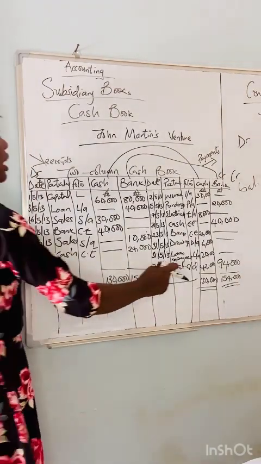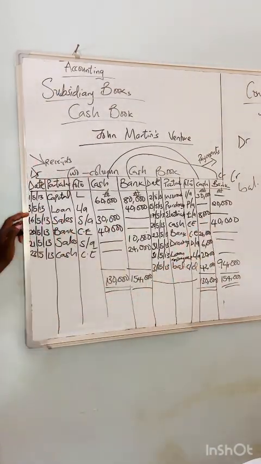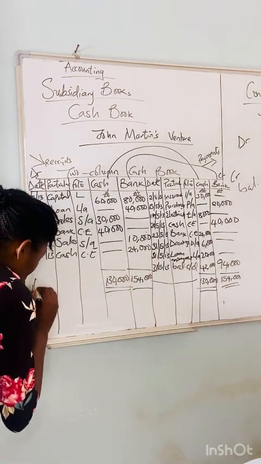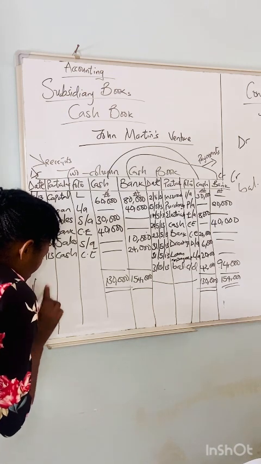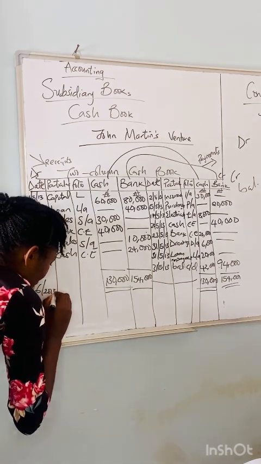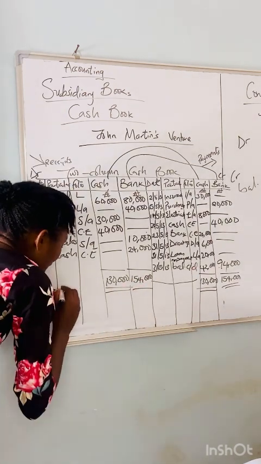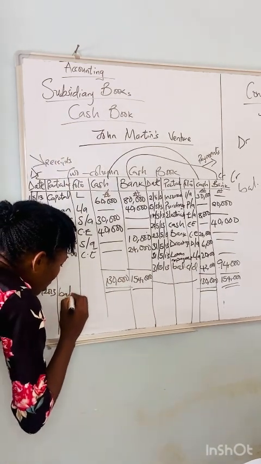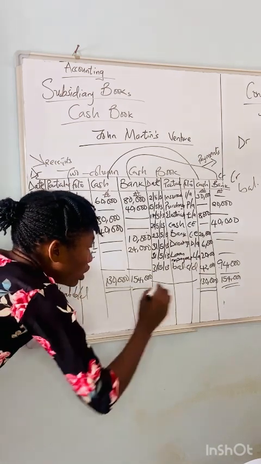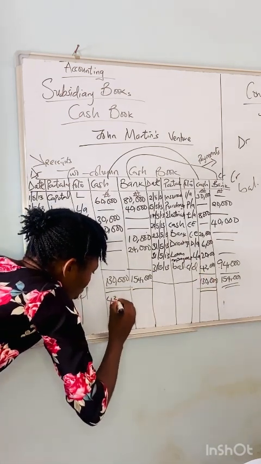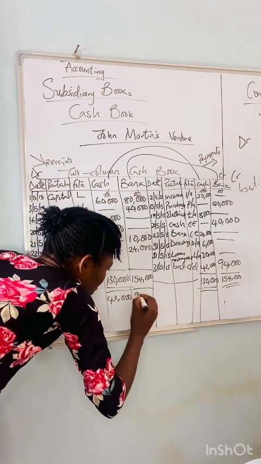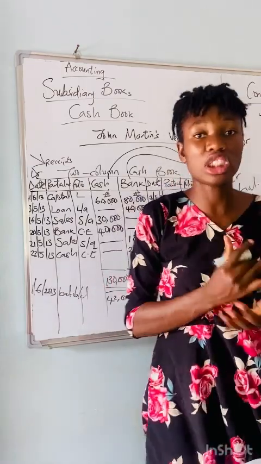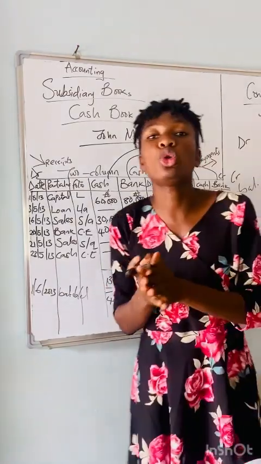Now, since we have done a balance carried down, that means there must be a balance brought down. So for the next month, which is June, on the 1st of June, 2013, since we have a balance carried down, we'll be having a balance brought down on the opposite side, okay? We'll be having a balance brought down for the cash, 42,000 naira, and then for the bank, 94,000 naira. So with this, we've come to the end of the two column cash book.